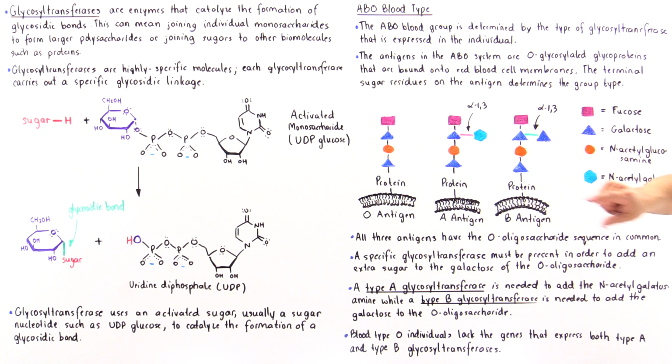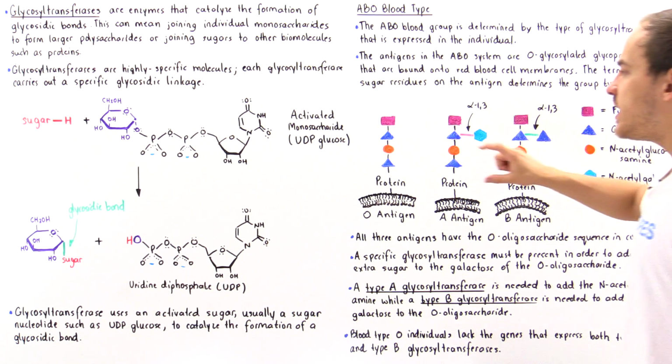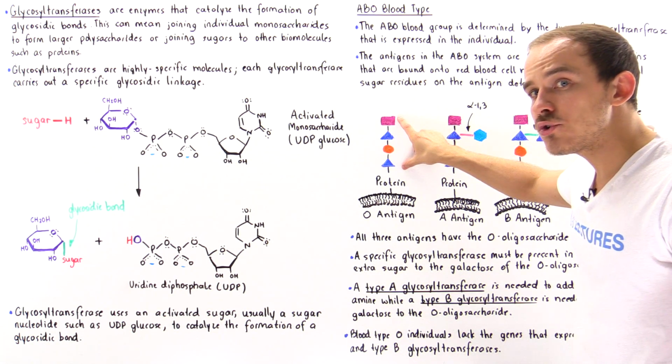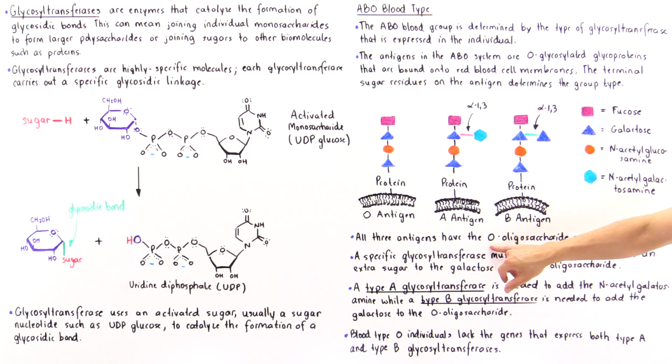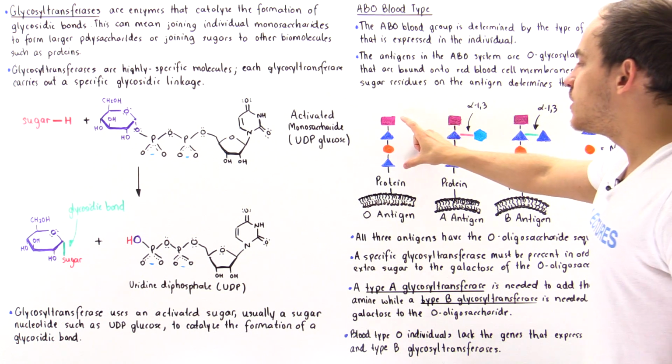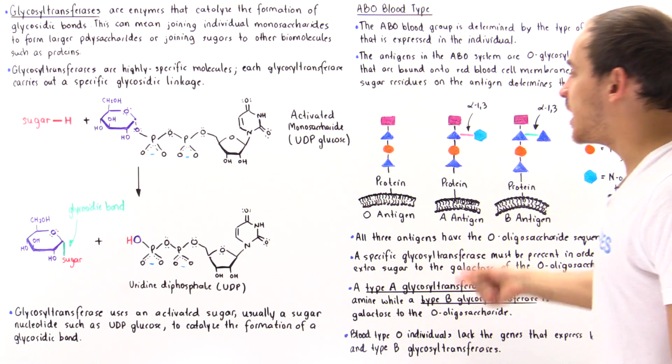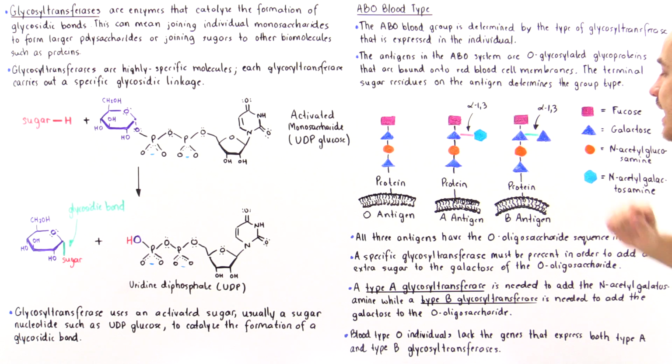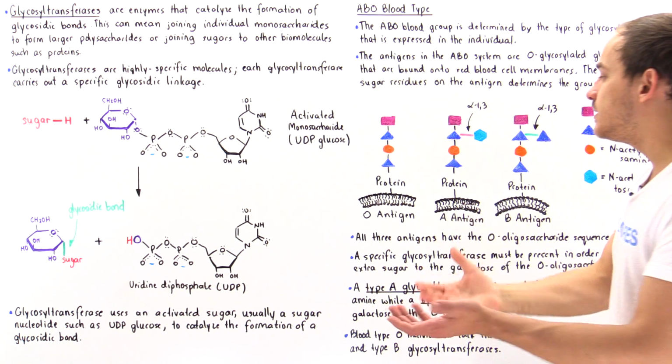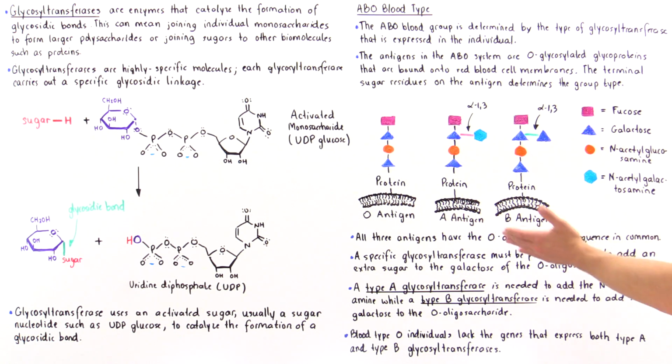Well, these blue triangles are galactose sugars. This circle here is the N-acetyl glucosamine, and this square here is the fructose. So we have this oligosaccharide sequence known as the O-oligosaccharide sequence that exists on the O antigen, and we also find that on the A antigen and the B antigen. So what exactly is the difference between these three antigens?